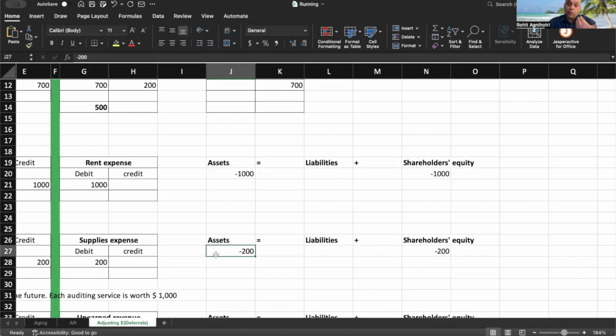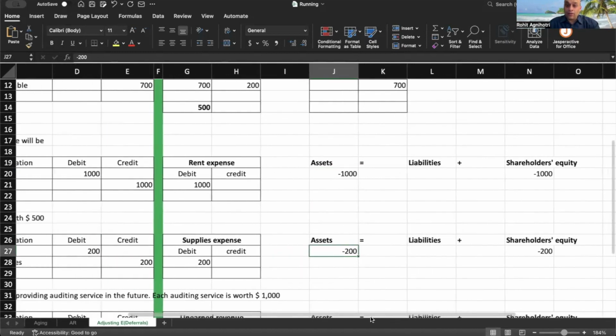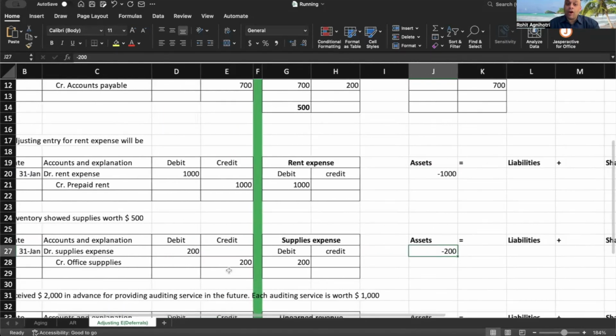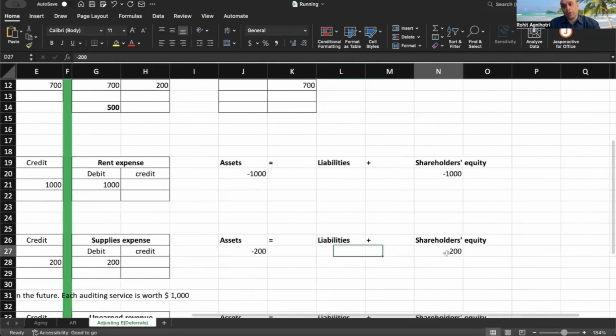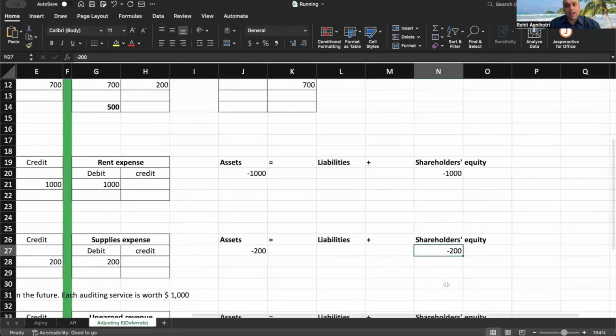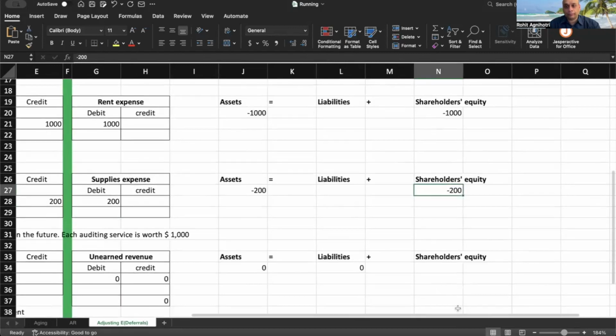And $200 came out of your supplies account and you recorded your supplies expense. And when you recorded your supplies expense, your shareholders' equity also went down. So $200 went down on the asset, $200 went down on the shareholders' equity. Accounting equation is balanced. Okay.